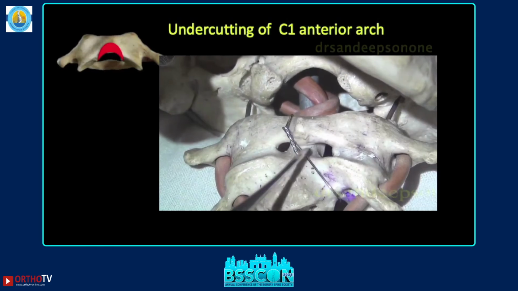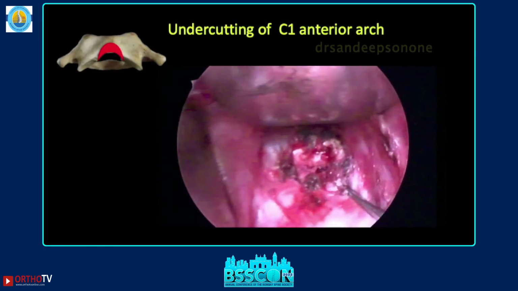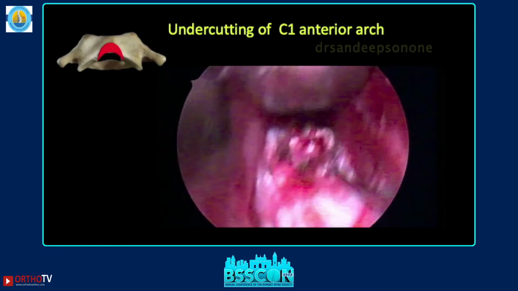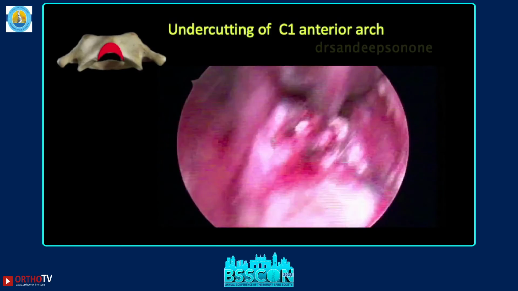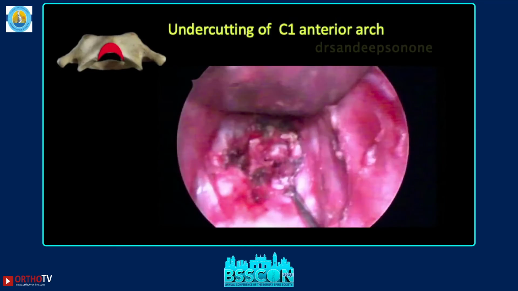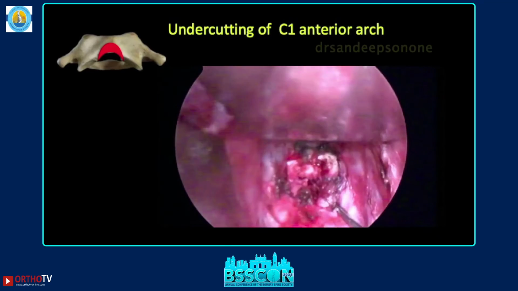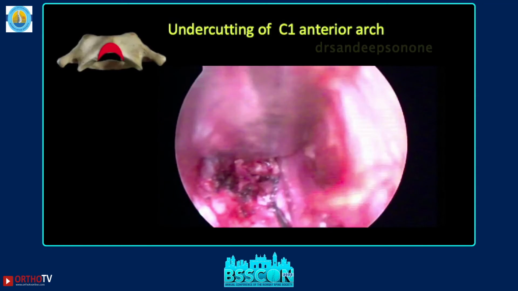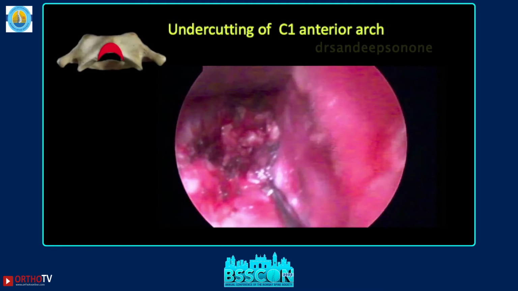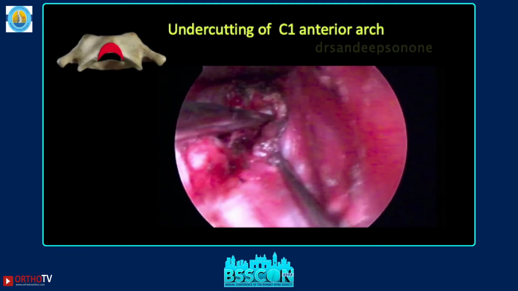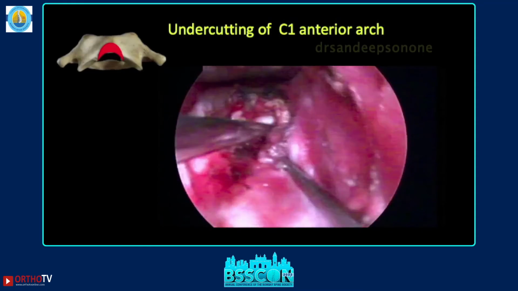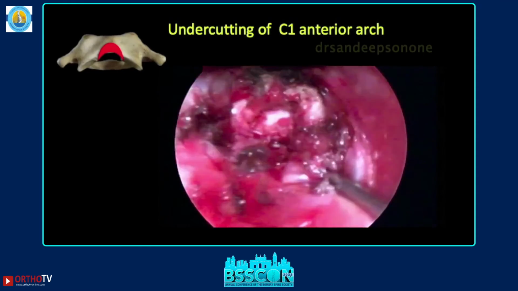A lot of soft tissue or fibrous tissue which lies in between is removed, as you can see in this particular video. The beauty of this approach is that you need not excise the C1 arch to reach the dens because of the inherent angulation which is given by the approach. You can very easily undercut the posterior margin of the C1 tubercle to reach the tip of the dens.